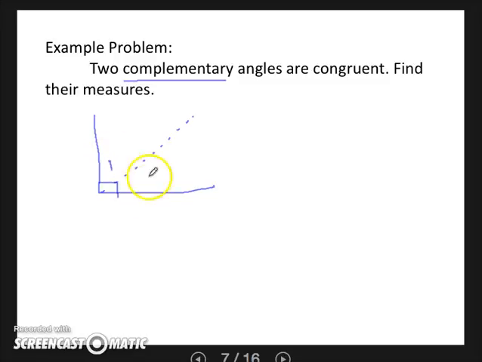I'm going to label them angle 1 and angle 2. So I've used the information that the two angles are complementary. Now, how do we use the information that the angles are congruent? Well, I can label my diagram with matching angle symbols here. Or I can write out the statement that they're congruent by saying that the measure of angle 1 equals the measure of angle 2.